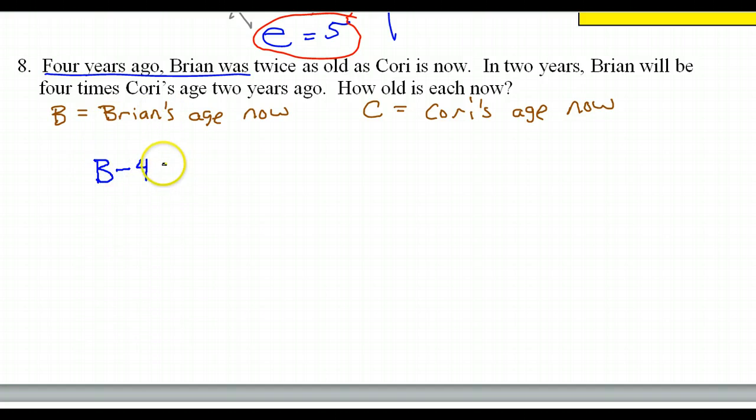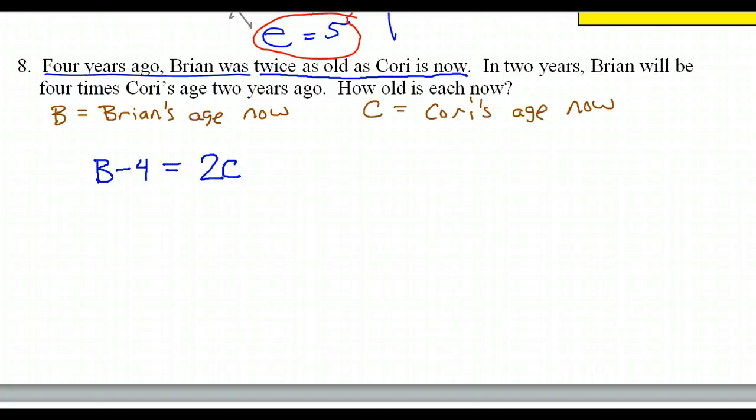So, 4 years ago, Brian was, that's what this says so far. Brian's age 4 years ago was, now here comes the rest of it, twice as old as Corey is now. So twice as old means 2 times Corey's age now. Well, Corey's age now is C. So that's just 2C. So read it again. 4 years ago, Brian was, that's Brian's age minus 4, twice as old as Corey is now, 2C. So there's your first equation.